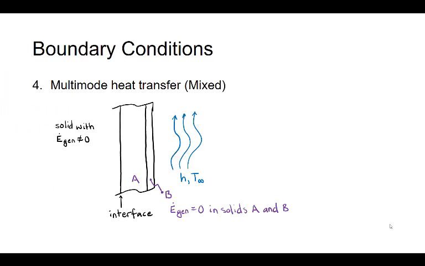The fourth type of boundary condition is called multi-mode heat transfer. It is another type of mixed boundary condition. Consider, for example, the following problem. Here we have a solid in which there is thermal energy generation. At the surface of this solid, there is an interface between the solid with thermal energy generation, 2 solid materials without thermal energy generation, and over which there is convection heat transfer.